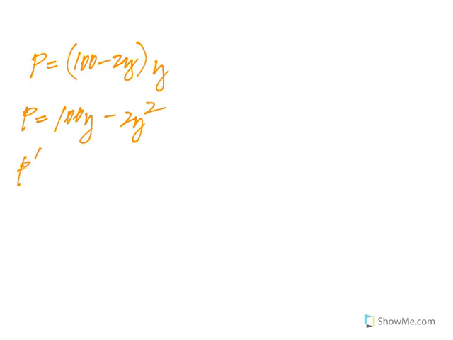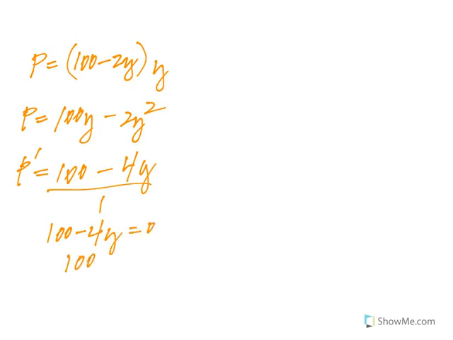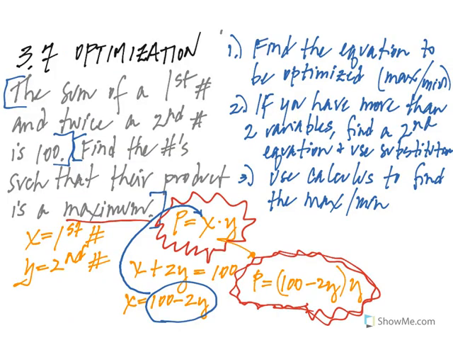And now I want to derive it because I'm trying to find critical numbers. 100y goes to 100, 2y squared goes to 4y. This is over 1, so it's not undefined anywhere, but it's certainly equal to 0 where the top is equal to 0. So I set the top equal to 0 and solve. Divide by 4, y rather equals 25. So that's my critical number, which brings me then to the last step. This is step number 4.